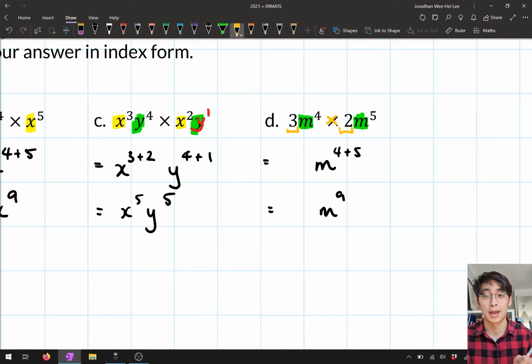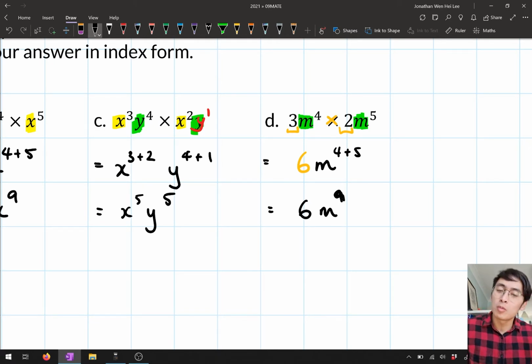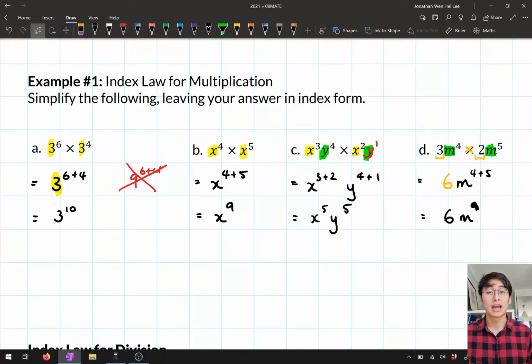We're still multiplying. So at the front, all we need to do is just do 3 times 2. 3 times 2 will give me 6. And so here, my final answer is just going to be 6m to the power 9. So if you ever got numbers at the front, we can deal with them normally like we would with any other numbers, and we would just multiply them as they are. Okay, so this is how we actually apply this index law for multiplication. We check for the terms that have the same base, and then once we've figured out which ones have the same base, we just add the powers together when we multiply. So that's the index law for multiplication.